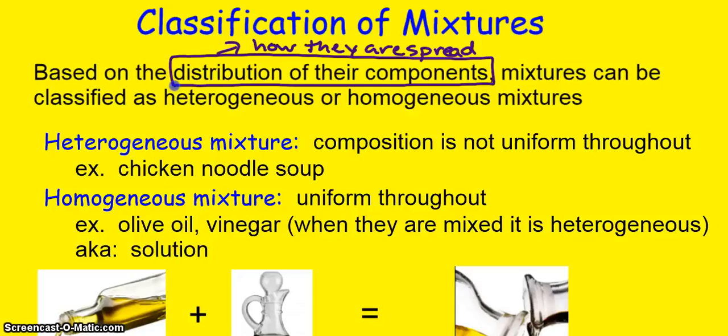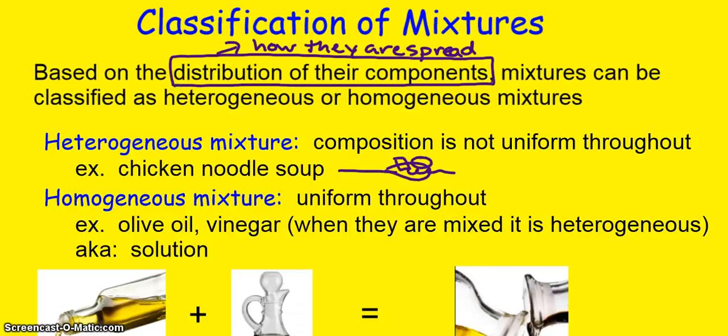So if we have something like chicken noodle soup, imagine that you take a spoonful out of the soup. Imagine that you have a piece of chicken, a carrot, and a noodle, and you have some broth in there with it. And maybe the next spoonful, you get all chicken in with the broth. That's kind of showing us that the composition is not uniform. Every time you take a sample out, you're not getting the same distribution of particles.